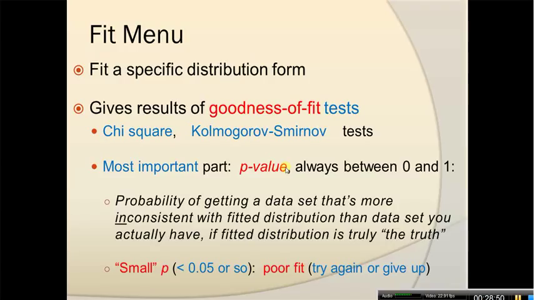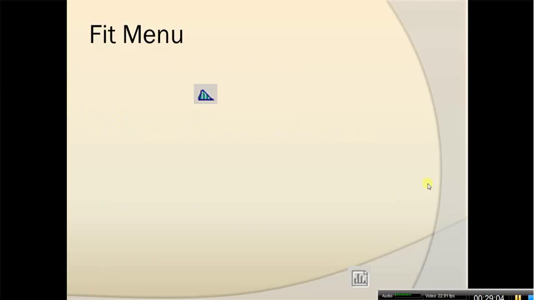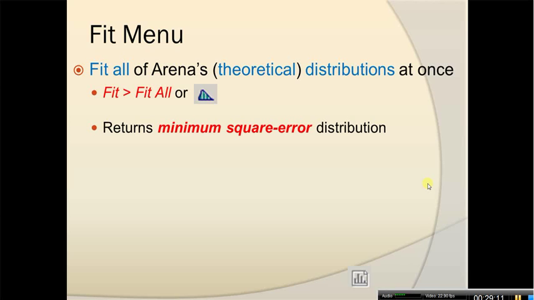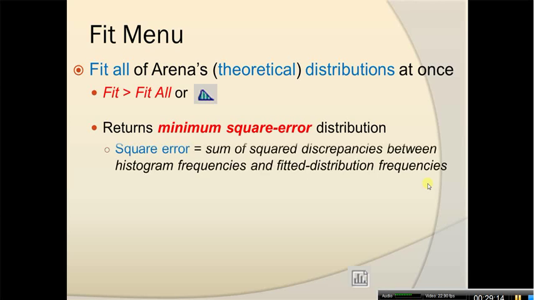So you should try a different distribution, right? Or you might want to give up and try to collect another set of data to see maybe this is just bad data. So the fit menu that we used, right, we also used fit all, or we clicked on that button, and it returned us the minimum square error for distribution. And the square error is actually, the good square error is a small square error, right? But the small p-value is bad.